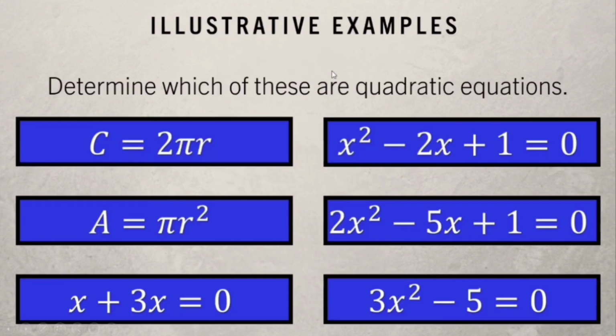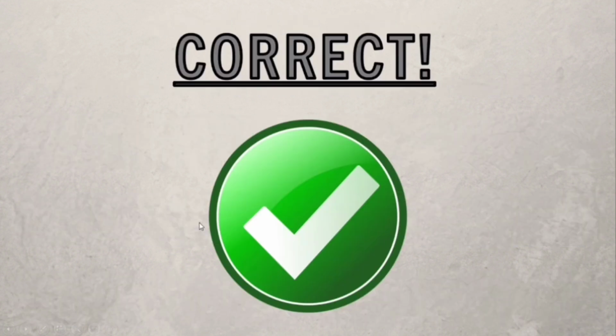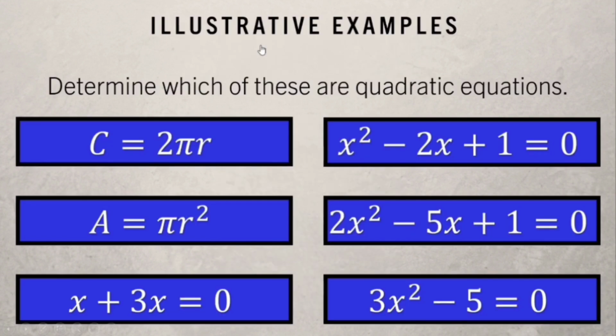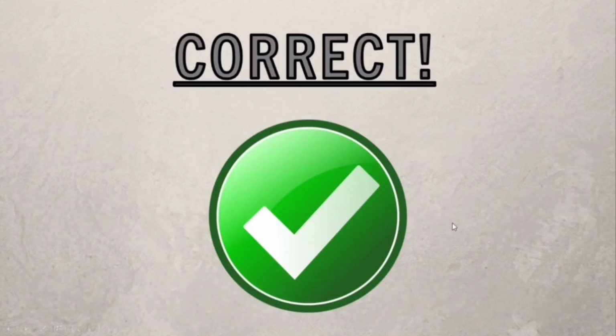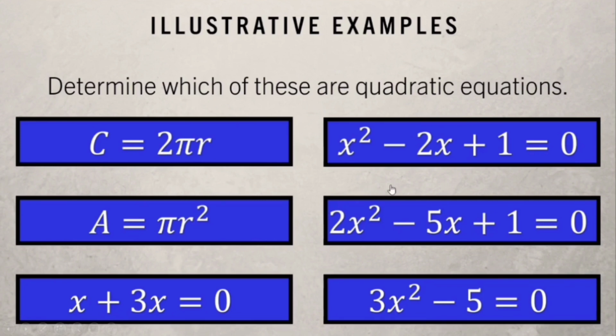Correct! That is an example of a quadratic equation because, as you can see, the highest exponent is 2. How about A is equal to pi r squared? Correct! That is also an example of a quadratic equation because the highest exponent is 2. How about 2x squared minus 5x plus 1 is equal to 0? Correct! And as you can see, the highest exponent, rather, is also 2.